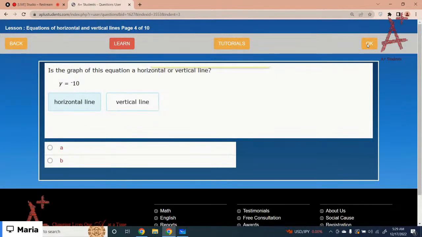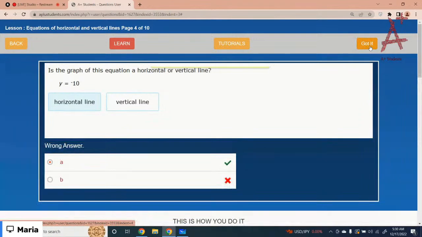Okay, is the graph of the equation a horizontal or a vertical line? Which is the correct option, horizontal or vertical? Y equals -10. Got it? That means the graph is passing through the y-axis. Y-axis is the vertical one. So that means the graph must be the vertical line. Got it? The B option is the correct one. The graph must be the vertical line. Got it?